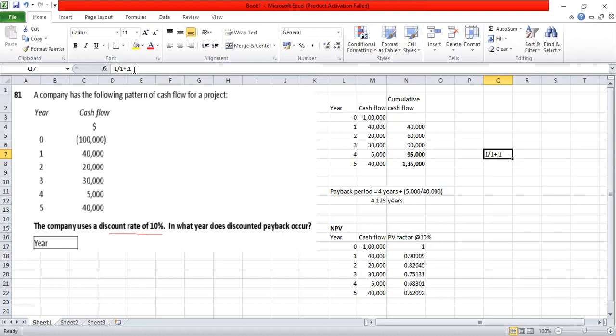So when the Excel sheet expects you to give the syntax properly, there should be no error. This calculator doesn't have brackets and all. It can take 1 divided by 1.1 directly. So when you give that, you get the value 0.90.